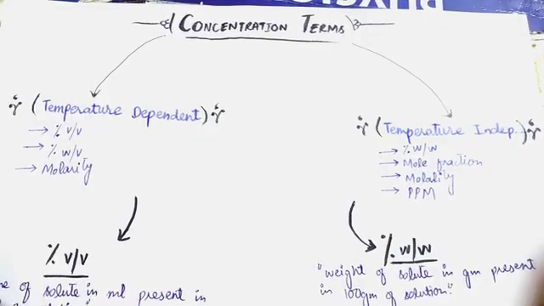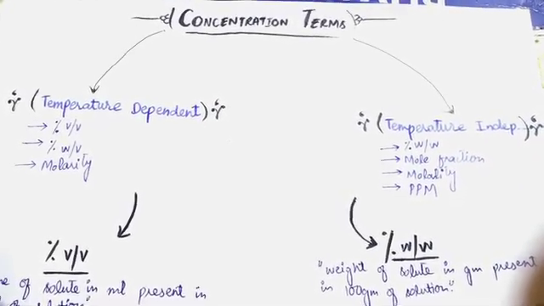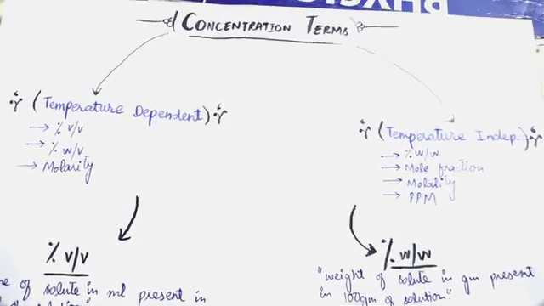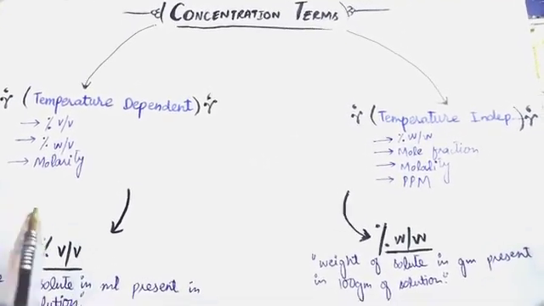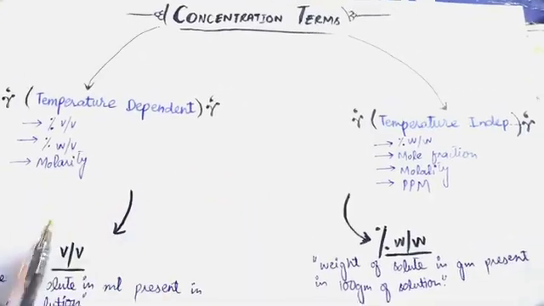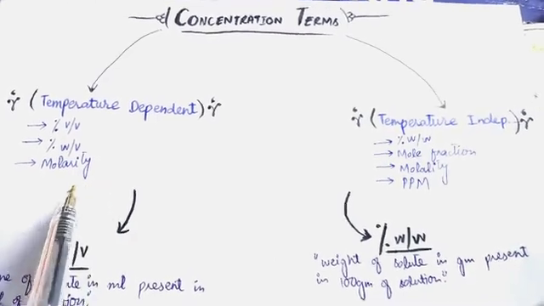In this lecture we will discuss the concentration terms. These are used in solutions, but in the mole concept they are used in numericals, so we will understand them. Concentration terms are divided into two parts: temperature dependent and temperature independent. Temperature dependent terms are percentage volume by volume, percentage weight by volume, and molarity.